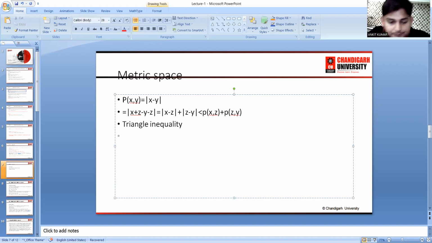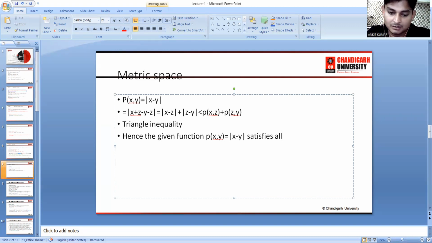Hence, the given function p(x, y) is equal to the modulus of x minus y satisfies all the four properties.